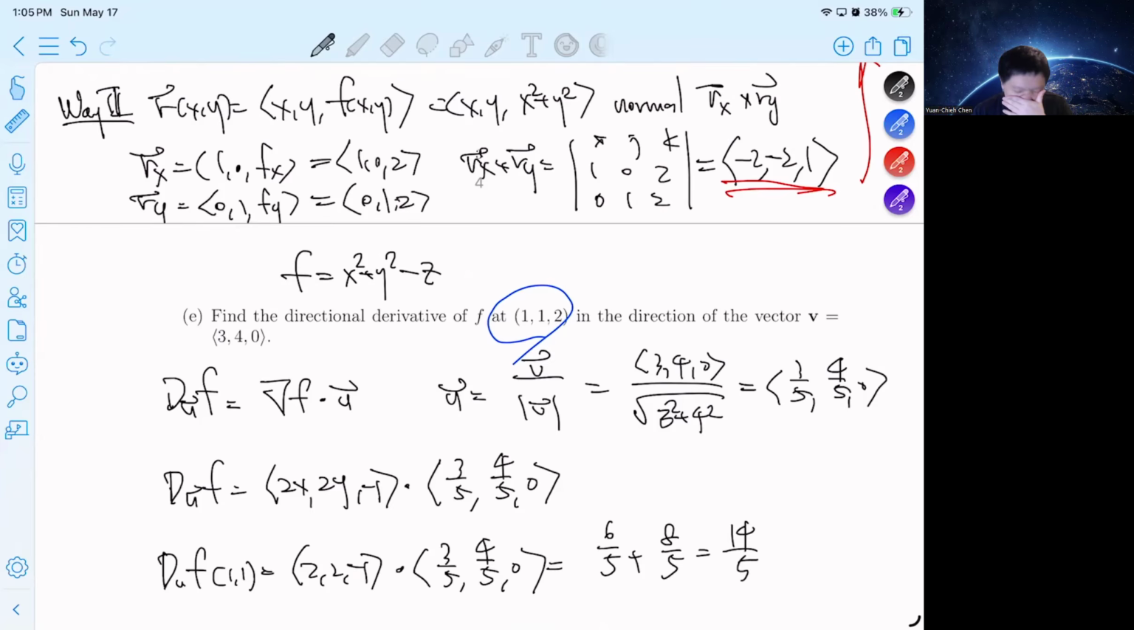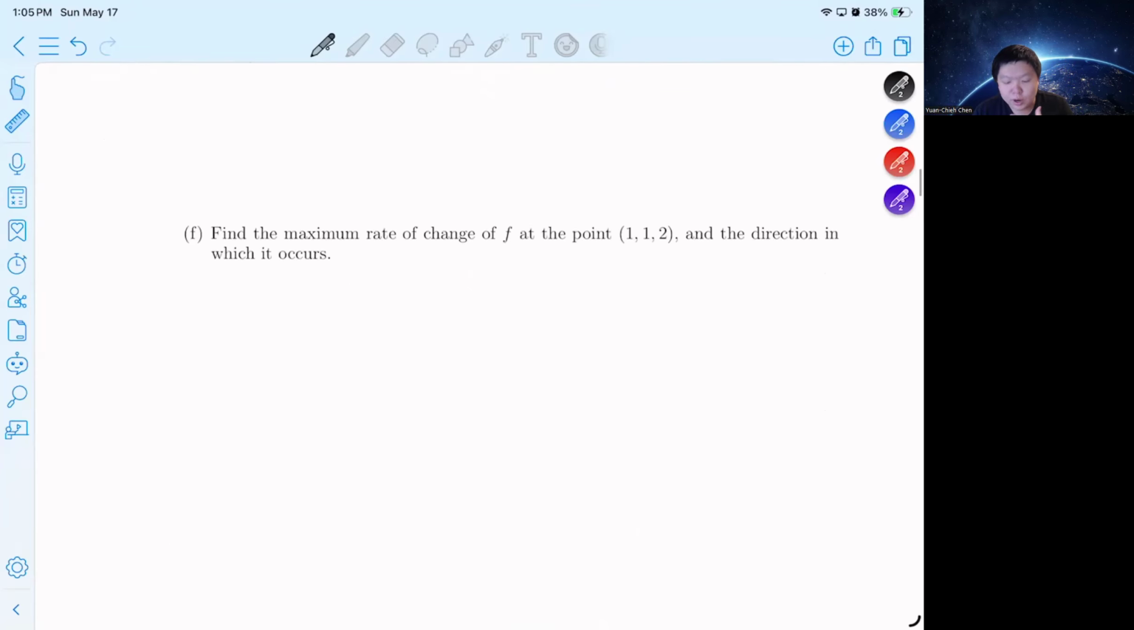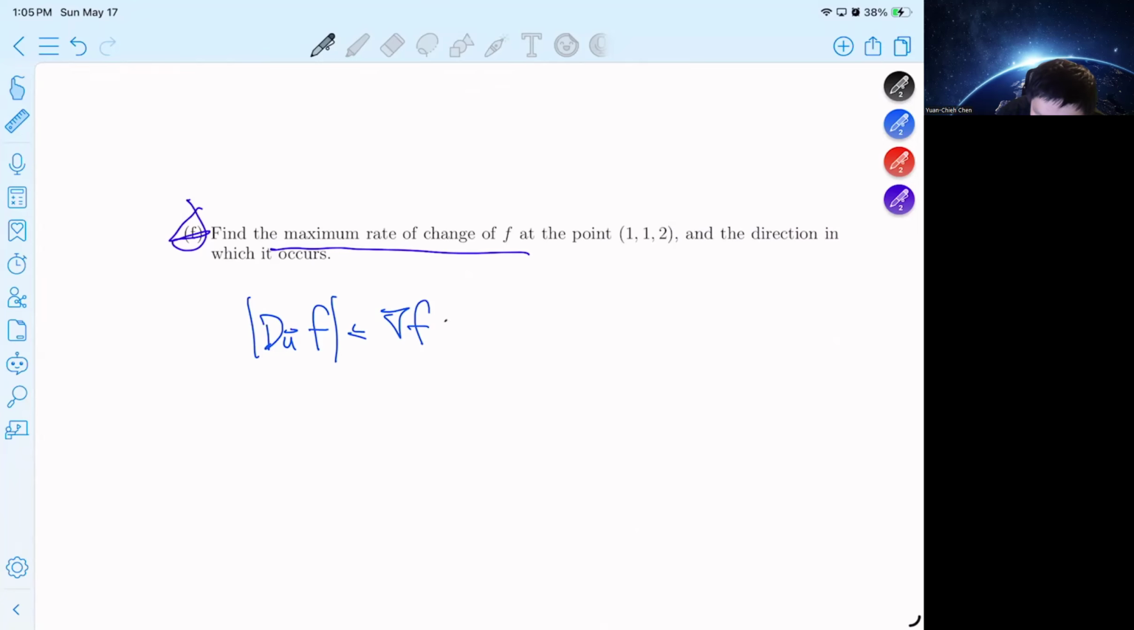Okay. The next thing we want to care about is this guy: find the maximum rate of change at (1, 1, 2). So remember, we have this for the directional derivative. I just spoiled the answer. For the directional derivative, the absolute value of this guy will always be smaller than the magnitude of the gradient of f. In this case, we can write negative magnitude of gradient of f smaller than Du f smaller than magnitude of gradient of f. So the maximum value will just be the magnitude of the gradient.